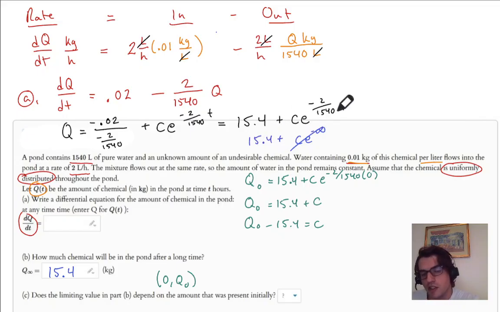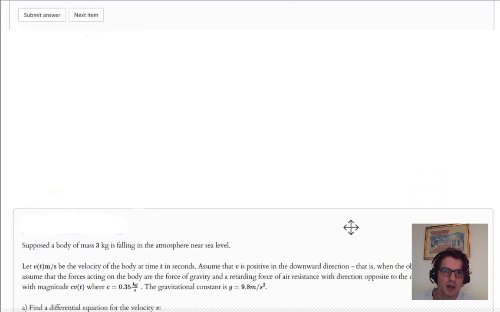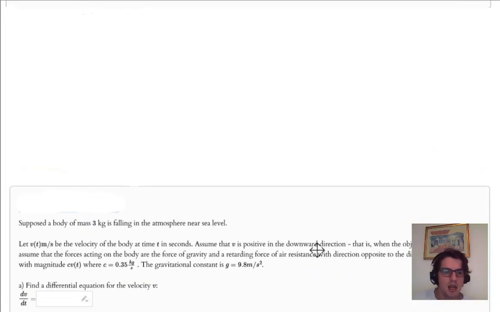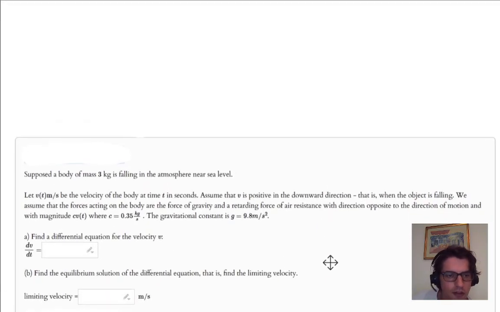For smaller values of t, yes, the initial concentration would matter, but no, it doesn't matter. Okay, so that is a rate in a pond. Now we're going to be doing a problem related to falling, and this is a similar idea.